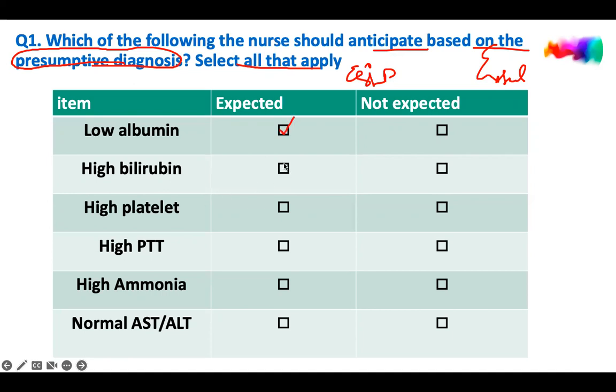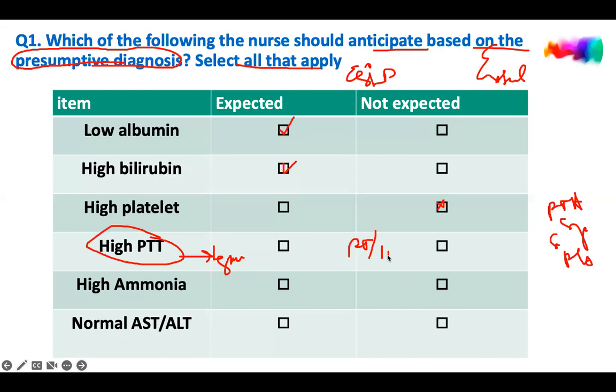Your bilirubin is going to be high. It's cleared by the liver. Your platelets will be low because of portal hypertension. The spleen gets bigger and sucks up all your platelets, and therefore platelets go down. High PTT? This is a trap. You know, PTT is associated with heparin. And when you have liver disease, it's your PT and INR that are affected. Therefore, PTT is not related. High ammonia? Yes, ammonia builds up and the liver cannot clear it.